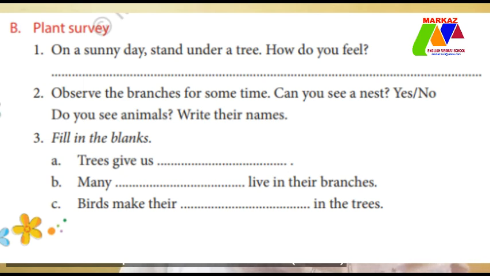Then third one. Fill in the blanks. Trees give us, yes, all of you write down the shade. S-H-A-D-E, shade. Then many dash lives in their branches. Many birds live in their branches. Then C. Birds make their dash in the trees. Birds make their nest in the trees.